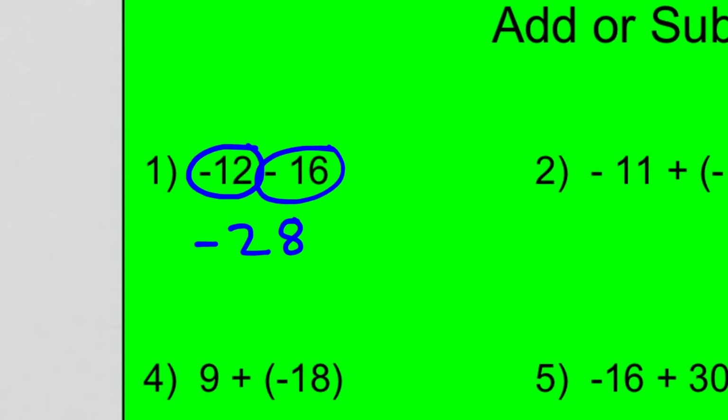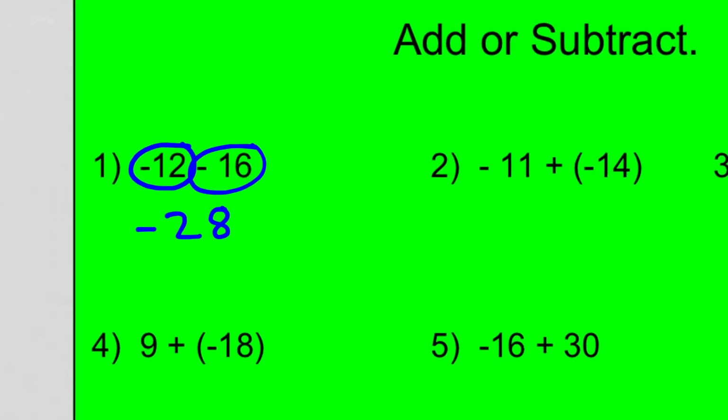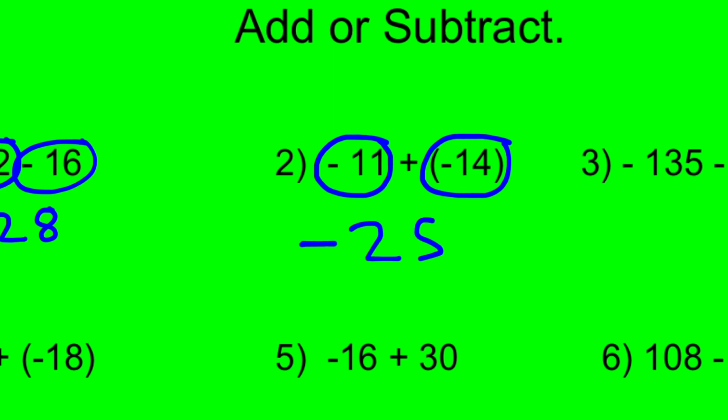Sometimes the questions will look a little bit different, but it's a similar idea, right? In this one, 2 is similar to 1, except we've thrown in an addition sign, but it's the same thing. It's still saying add up both negatives. The signs are both the same. It's both negative, so I add them up. 11 plus 14 is 25. And they share that negative sign.